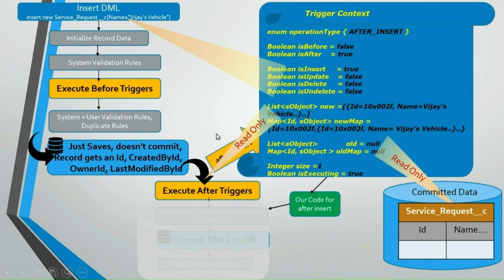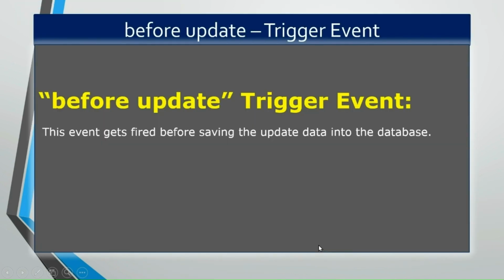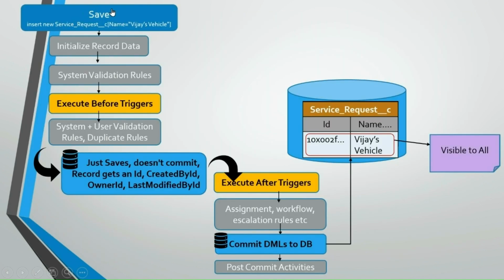In the same way, let us look into the before update and after update events. Before update event gets fired before saving the updated data into the database. That means, let's assume that this order of execution is for updating the record. So at this step, the before update trigger event gets fired, that is before even saving the updated data into the database.